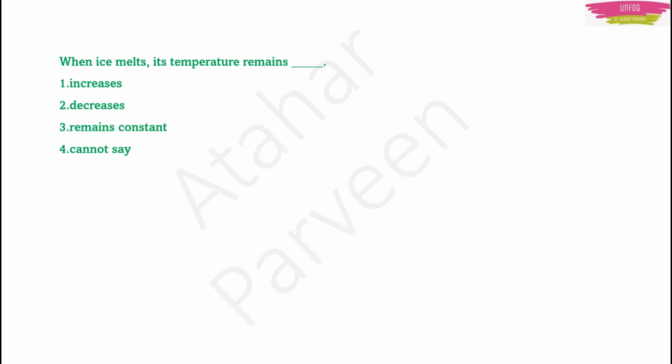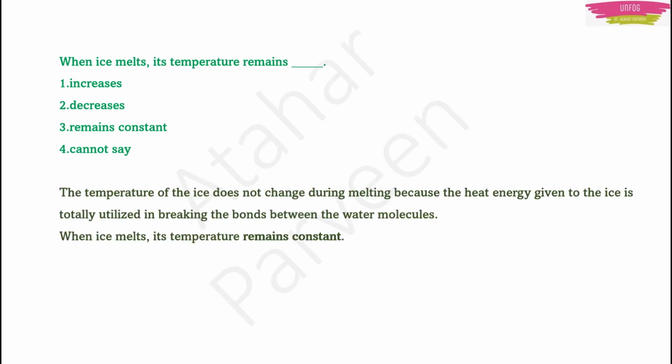Now they can ask you a few common questions also, like this one. When ice melts, its temperature remains what? We can say it will decrease or increase, but both of that will not happen. It will remain constant. Why? The temperature of the ice will not change during melting because heat energy given to the ice is utilized totally in breaking the bonds between the water molecules. That's why when ice melts, its temperature remains constant, at least for some time.